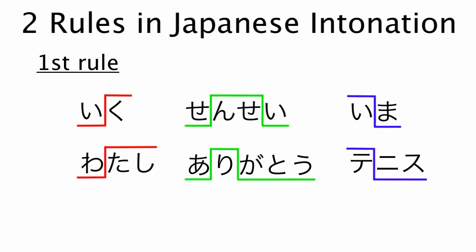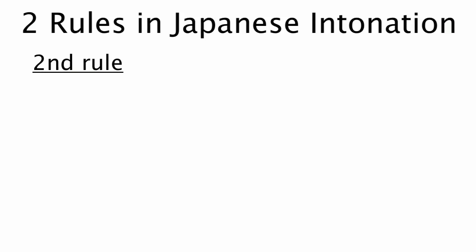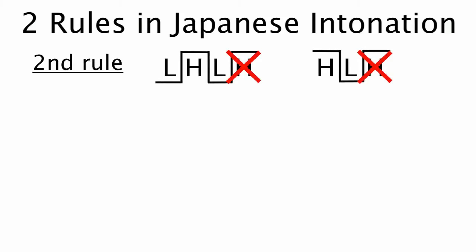In these three patterns, you can see two rules for Japanese intonation. The first rule says that the first sound and the second sound need to have different pitches. This is clear from our list of examples. We don't have any words here that start with low-low or high-high. The second rule says that once the pitch goes down, it doesn't go up again. For example, there are no low-high, low-high or high-low-high patterns.